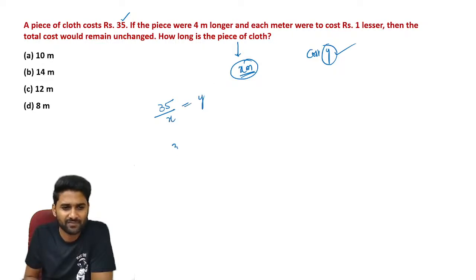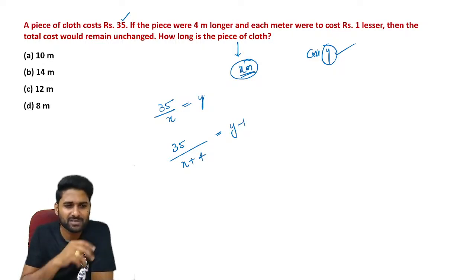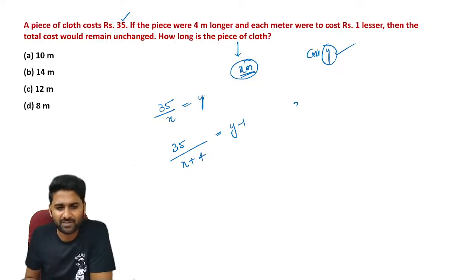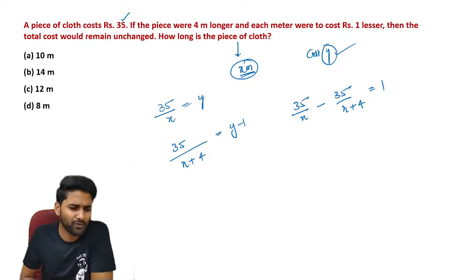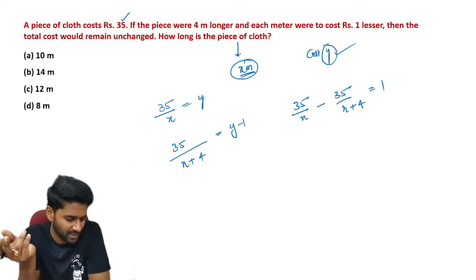Next information: when the piece is 4 meters longer, so this is all about X plus 4, then the cost should be 1 rupee less. It's all about Y minus 1. Now if you observe, the total cost remains unchanged, so the price should be 35. So if you go through this equation, 35 by x minus 35 by x plus 4, the difference is 1 unit. If you go for further simplification, you should be good at the quadratic equation part.